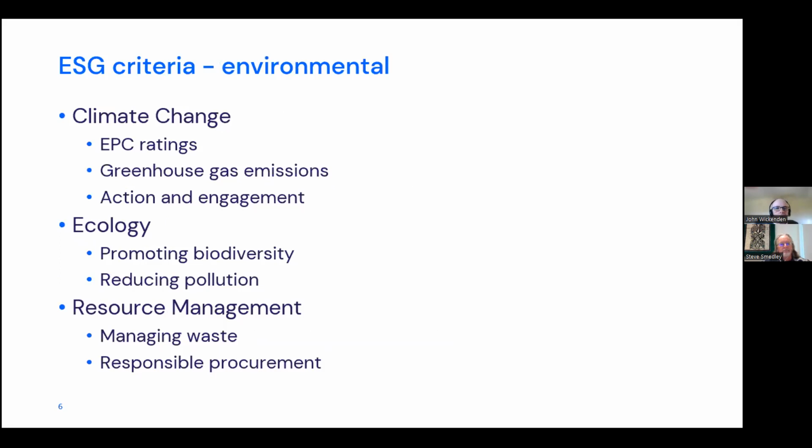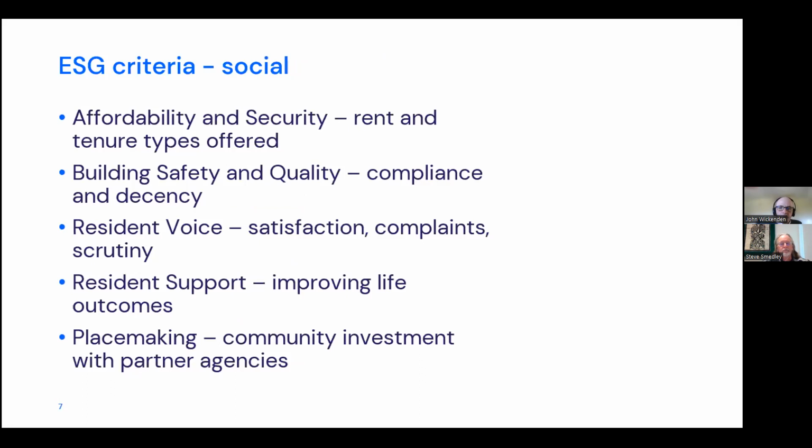Okay, no problem. Right, so moving on to the social criteria that are part of the ESG sustainability and reporting standard. There are some quite simple questions in here. I think for social landlords, this is probably the simplest part to enter data for.